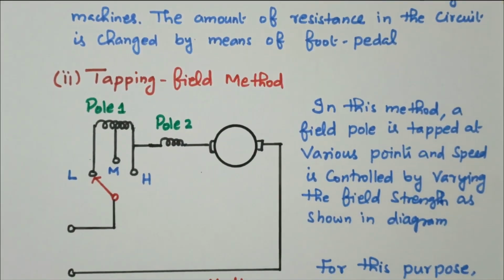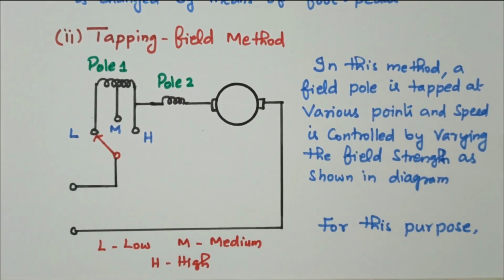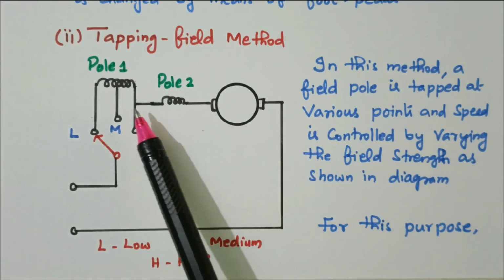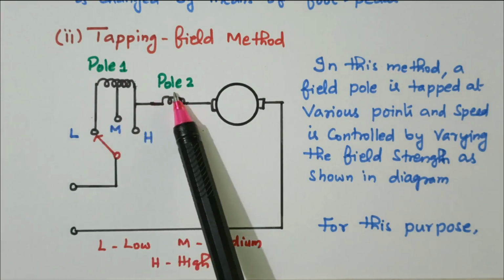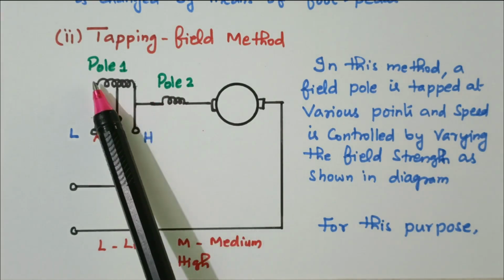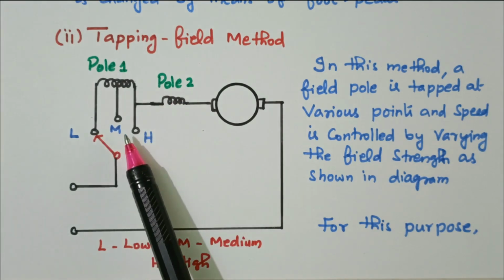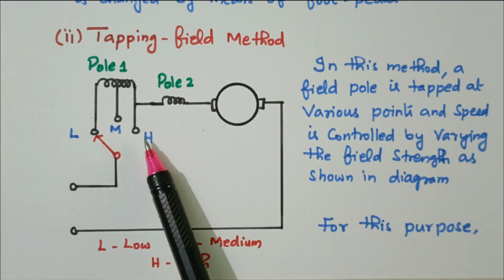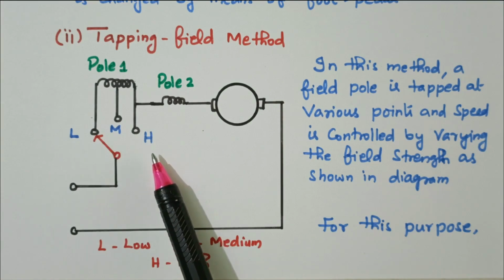Next one is the tapping field method. In the field winding, the tappings are connected. So this is a rotating part armature. The 2 poles are available. One pole is fixed. This is commonly connected. Pole 2 is permanently connected. In pole 1, there are 3 tappings. So by changing the tapping position, the amount of field winding connected to the motor will vary, so that the field flux produced also varies.